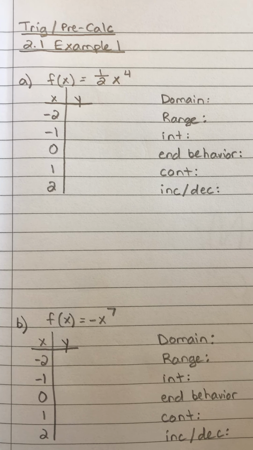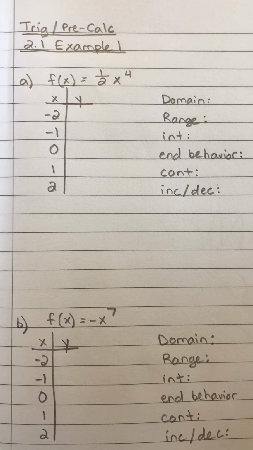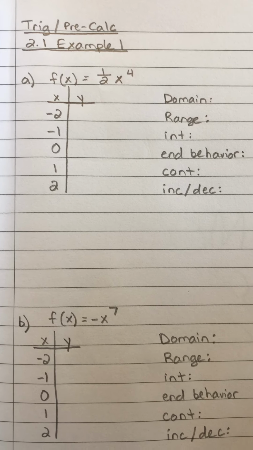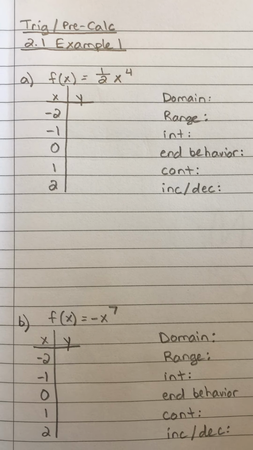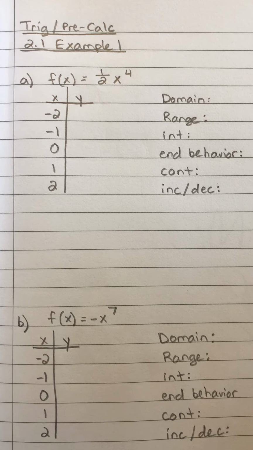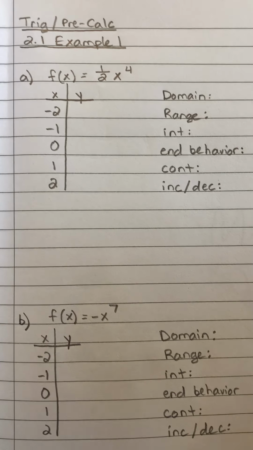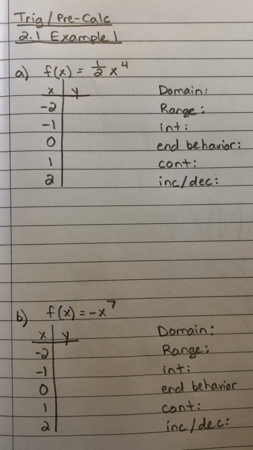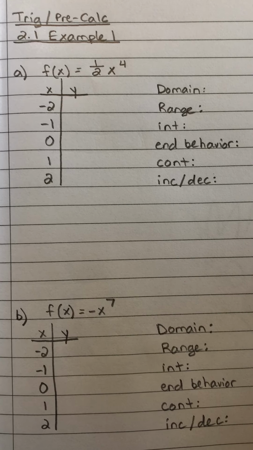What we're going to be working on today in Trig Pre-Calc is we're actually going to start chapter 2 and look at section 2.1 and just the first example. We're going to go through the first example, both parts A and B. The notes as well as the answers can be found on a PDF under the 2.1 folder on Teams.